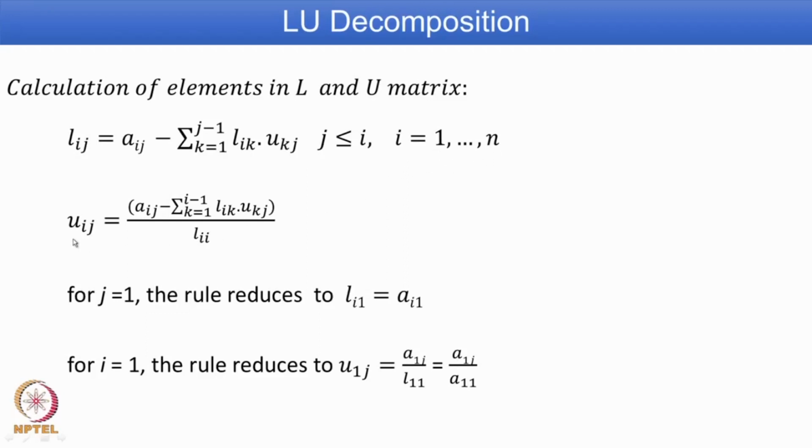Similarly, for the upper triangular matrix Uij, there is another recursive relationship, which is also displayed here. This recursive relation gets reduced for the first j equal to 1: the rule gets reduced to Li1 equal to Ai1, and for i equal to 1, the upper triangular matrix Uij gets reduced to U1j equal to A1j by L11. Now this sets the first row elements for the case of U and the first column elements for the case of L.